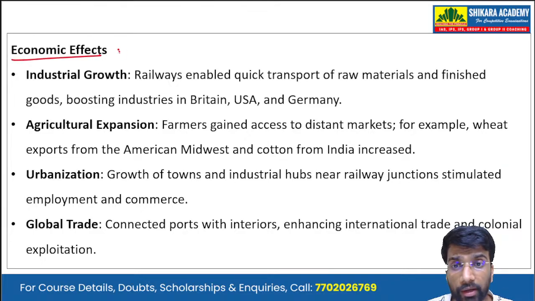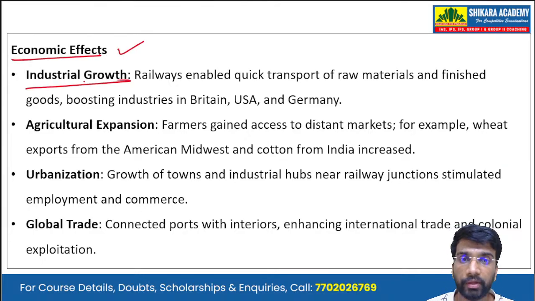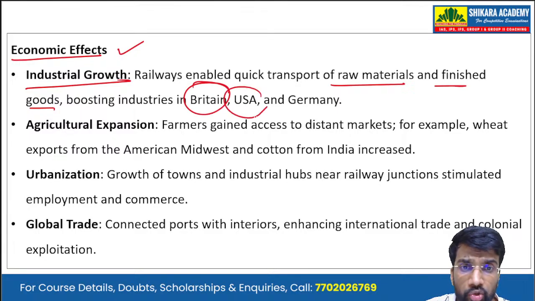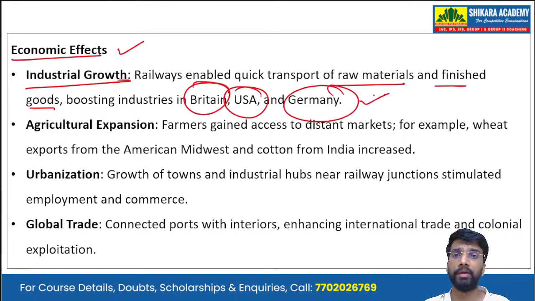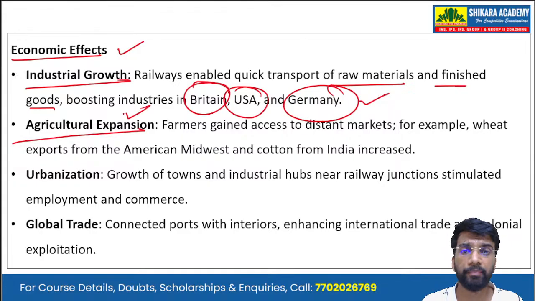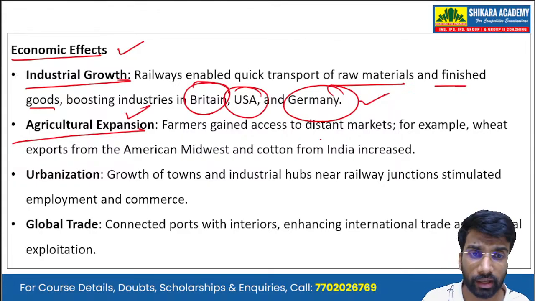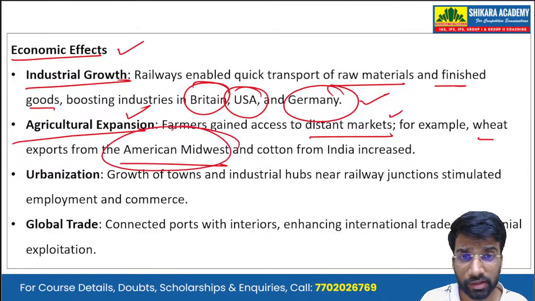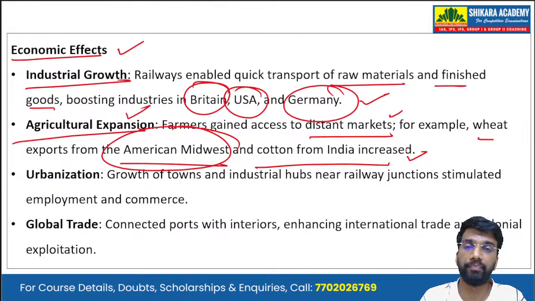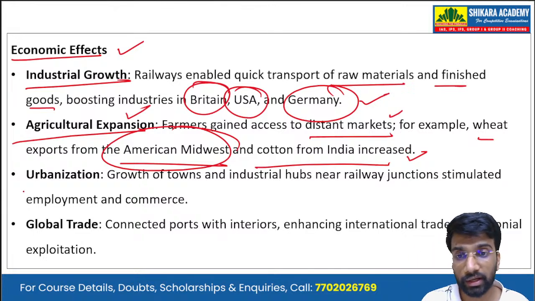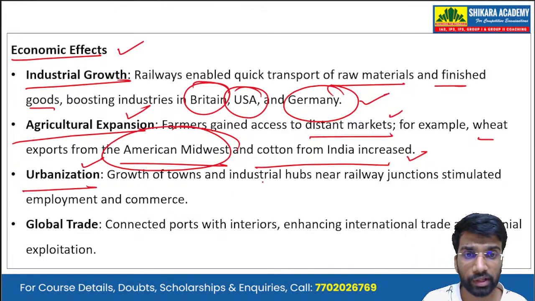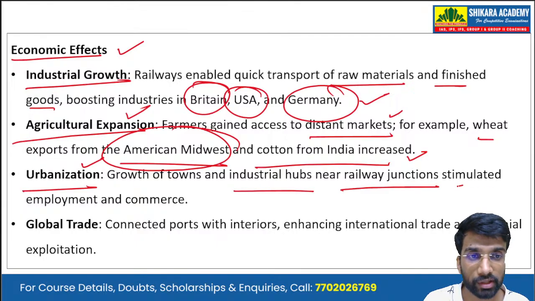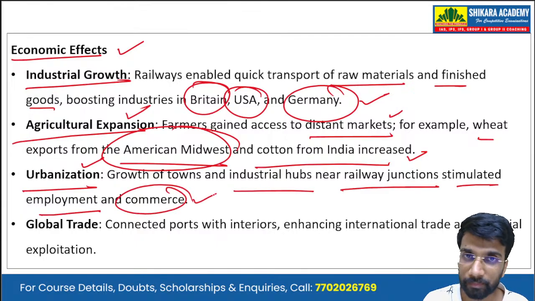So what are the economic impacts? First is the industrial growth. Railways enabled quick transport of raw materials and finished goods, boosting industries in Britain, USA, and Germany. Second is the agricultural expansion. Farmers gained access to distant markets. For example, wheat exports from the American Midwest and cotton from India increased. Third is the rapid urbanization. Growth of towns and industrial hubs near railway junctions stimulated employment and commerce.